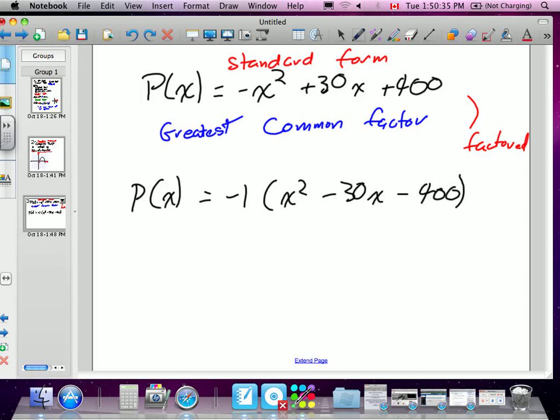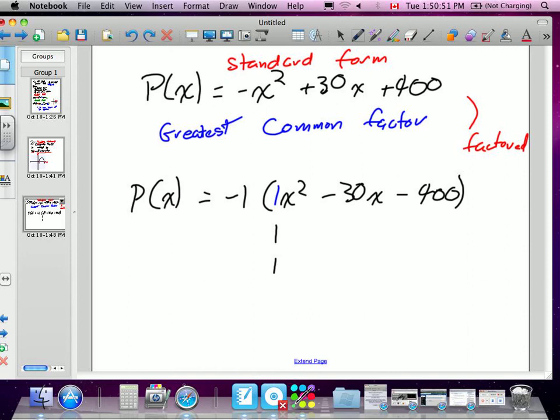From there, I'm going to work with just the brackets, and I'm going to factor the brackets alone. If you remember what we were doing before, I find the factors of our first term, which is an imaginary 1. Factors of 1 are 1 and 1. Factors of 400, we're going to have quite a few: 1 and 400, 2 and 200, 4 and 100, 5 and 50, 8 and 50. Let's write them all down.